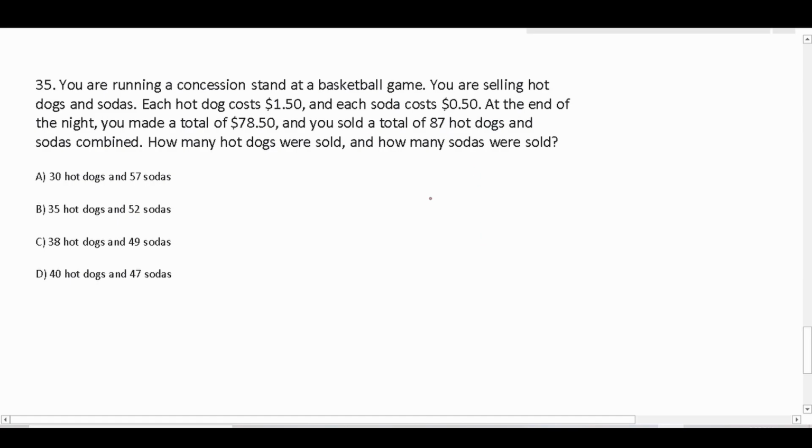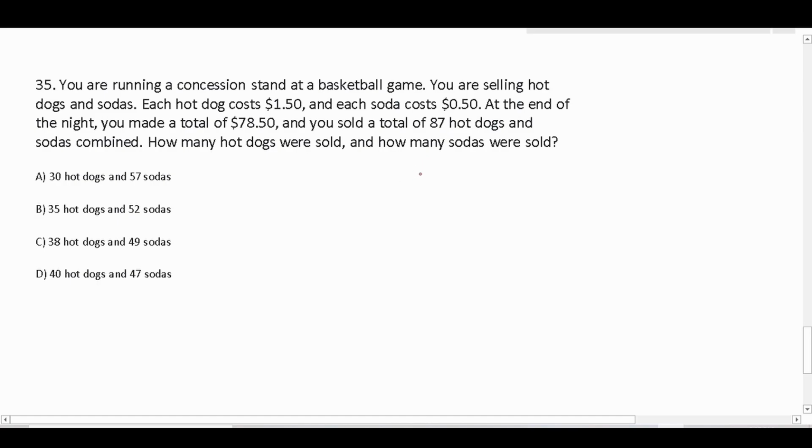All right, number 35 says, you are running a concession stand at a basketball game. You are selling hot dogs and sodas. Each hot dog cost $1.50 and each soda cost 50 cents. At the end of the night, you made a total of $78.50 and you sold a total of 87 hot dogs and sodas combined. How many hot dogs were sold and how many sodas were sold?